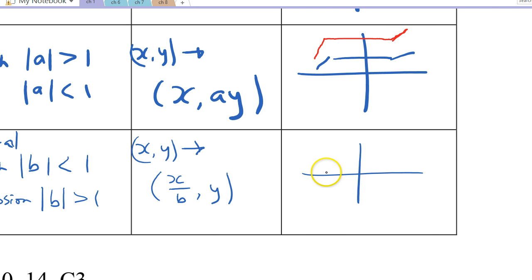Well, if I take this original shape here that I did up above, and now in red, a horizontal stretch would end up looking kind of like that. That would be a horizontal stretch.